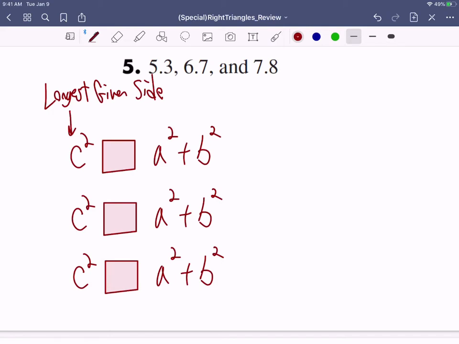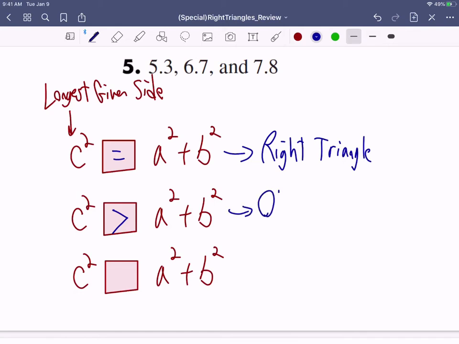If we have equals, that means right triangle. If the longest side squared is greater than the sum of the squares of the other sides, then you have obtuse.